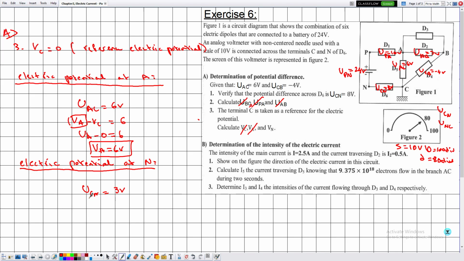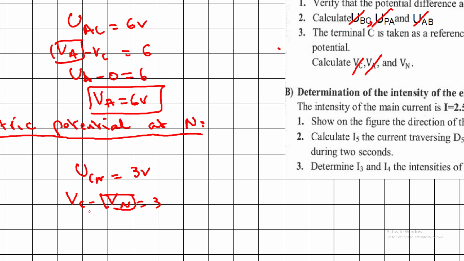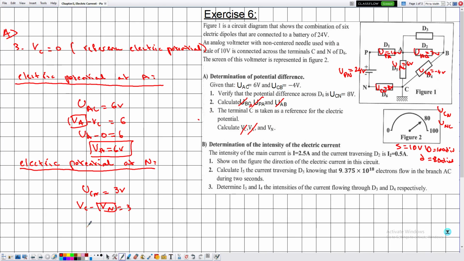Now VN is encoded in this equation because VC minus VN is equal to 3, and we are interested in determining this. What's the type of this equation? It is a linear equation in one unknown. The unknown is VN. In this case VC is 0, so minus VN is equal to 3, and VN is equal to minus 3 volts. And we are done with part A of this exercise.